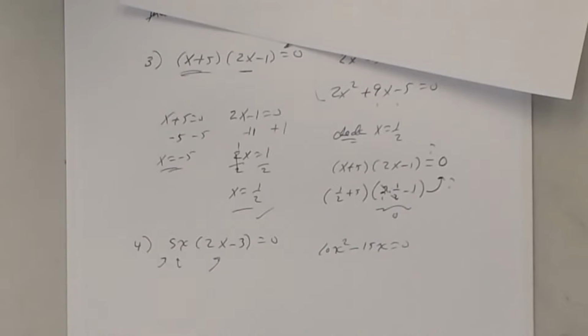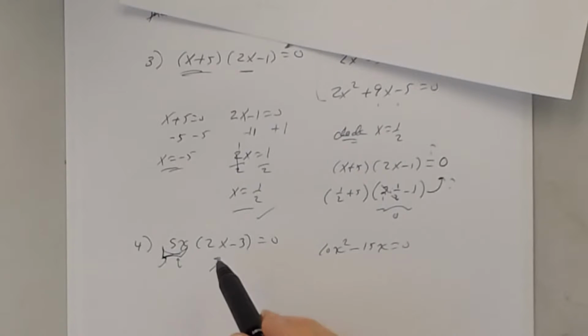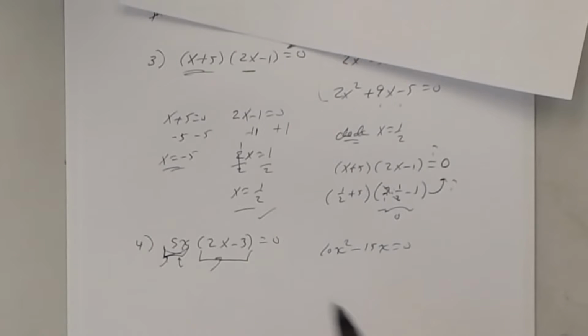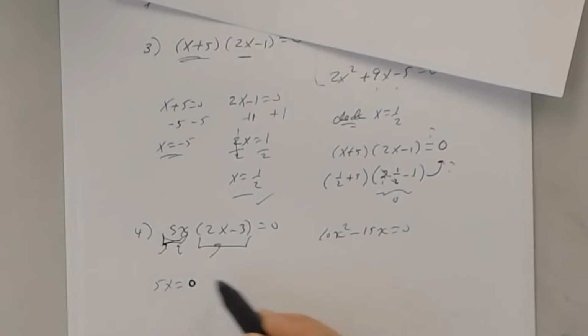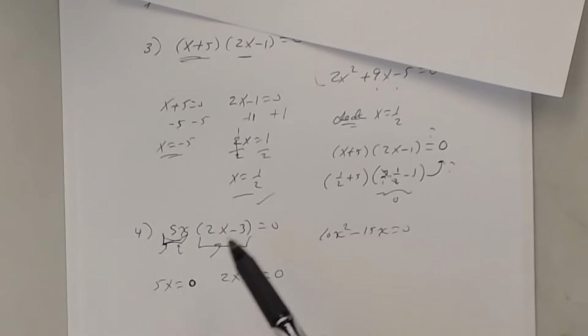Well, usually though, what students tend to do is see this 5x, they leave it as 1 factor, which is fine, although it really isn't. It's 2 factors times this. So let's say 5x then has to equal what? 0. And then 2x minus 3 has to equal 0. So notice I went from a quadratic equation to 2 linear equations.